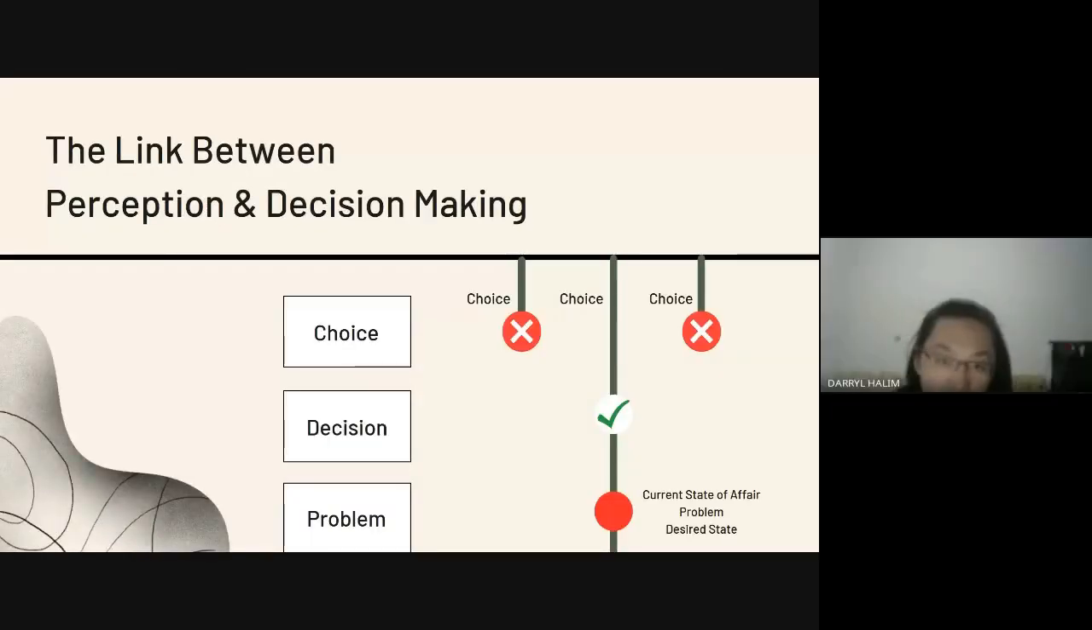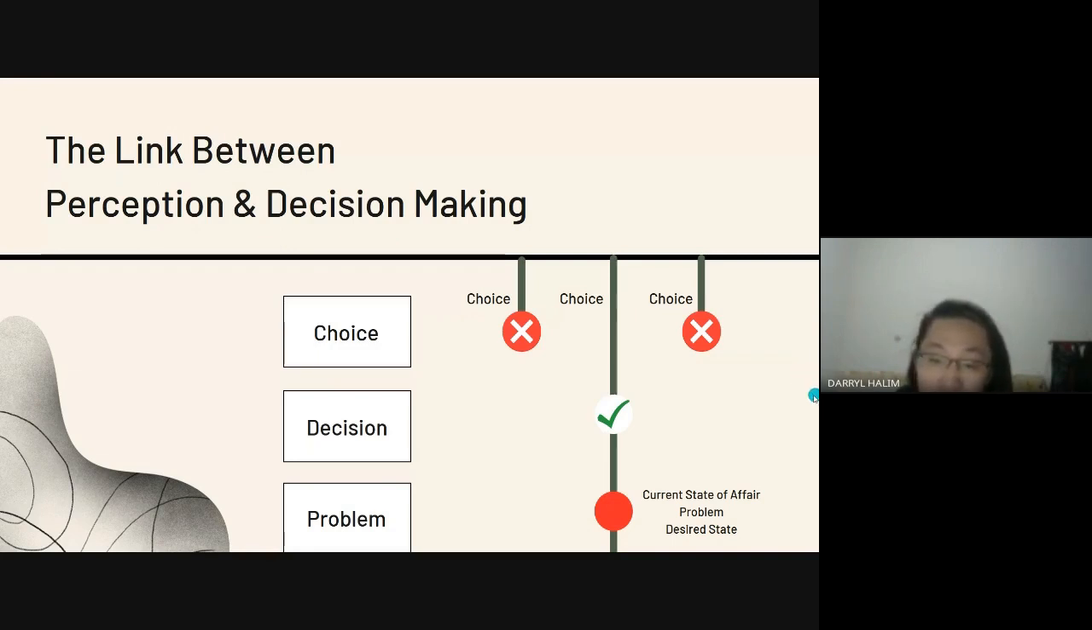Yes, now we move on to the link between perception and decision making. First, I'm going to explain what decision making is. A decision is a choice that is made. So there are several choices, as you can see here, and a decision is one of those choices that you picked. Now, after you pick a decision, sometimes problems may occur.